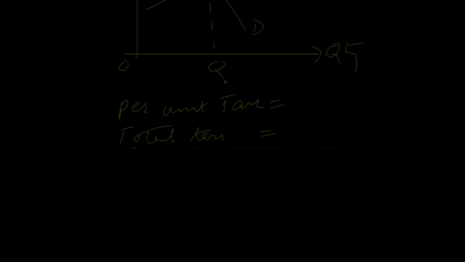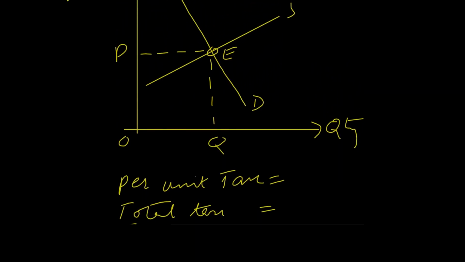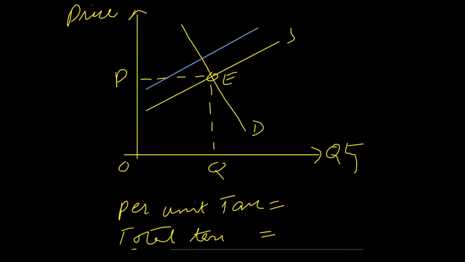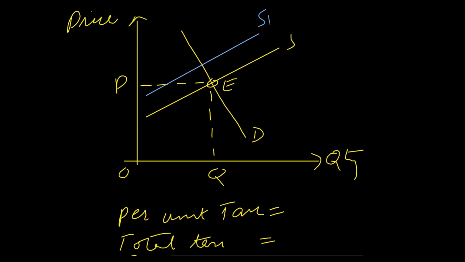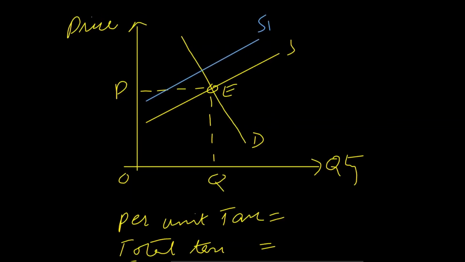Now if there is imposition of a tax by the government, then the supply curve will shift to the left, and as a basic principle, when supply falls, it shifts to the left. So the new supply curve is S1. As a result, equilibrium has shifted to E1, where the new price which consumers will pay is P1.